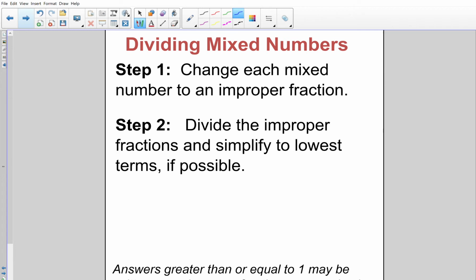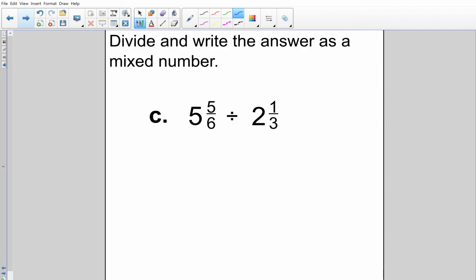Okay, so for dividing mixed numbers, we're going to do pretty much the exact same thing we just did. So we're going to change each mixed number into an improper fraction, and then we're going to divide the fractions and simplify to lowest terms if possible. So remember, when we're dividing, after we change it to the improper fractions, we do that keep, change, flip, or we also called it KFC. Remember, we called it one or the other of these two. So this is what we do. We always flip the fraction after the division sign, and then we change it to multiplication. So we did this earlier, so we're going to be doing the same thing here.